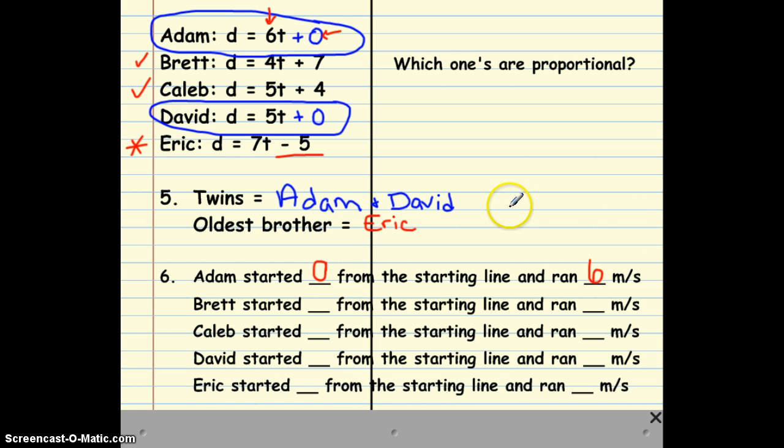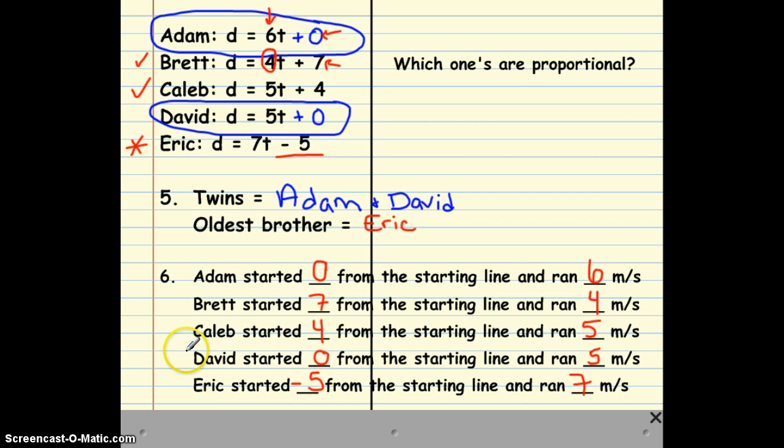All right, let's do one more together. Brett started at 7, because that's what's added or subtracted. And he ran, how fast did he run? Yes, he ran 4 meters per second. Go ahead and pause the video and fill in the other 3 boys.